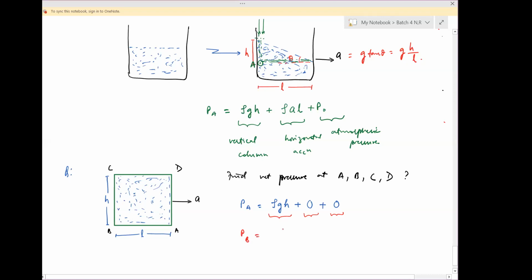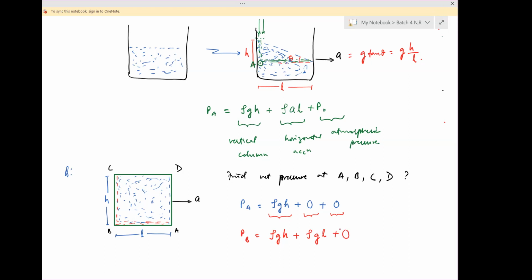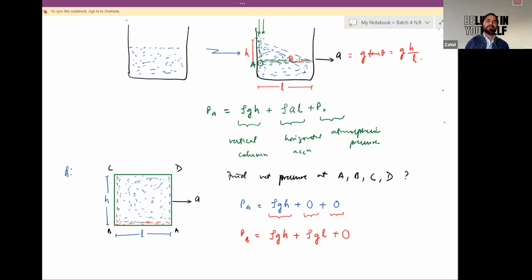Similarly, let me define it for B. First, is there any strip vertically above? You'll say yes, of length h, so it will be rho g h. Plus, is there any strip in the horizontal direction towards right? You'll say yes, of length L accelerated by A. So pressure at point B will be rho g h plus rho A L. And since this whole vessel is enclosed, there will be no atmospheric pressure. Is it clear? Yes, sir.